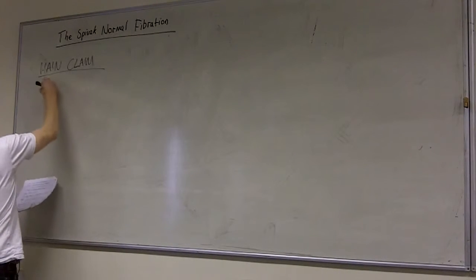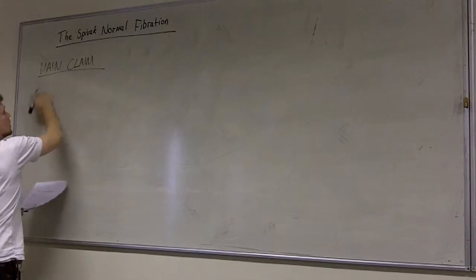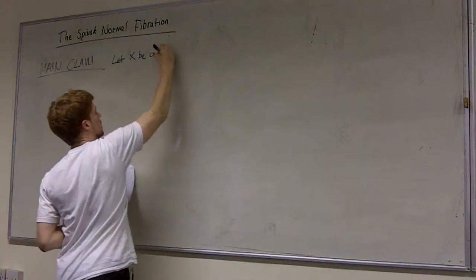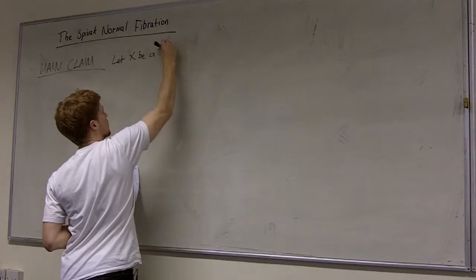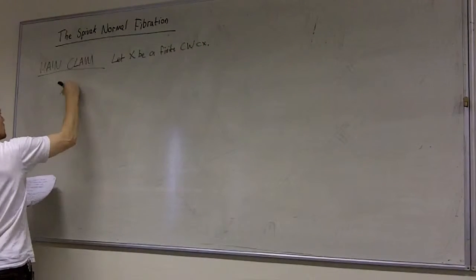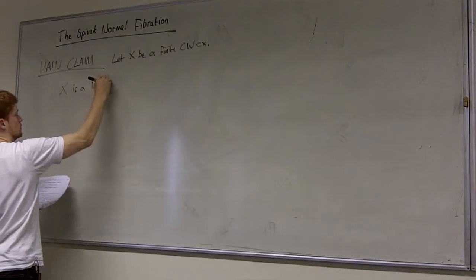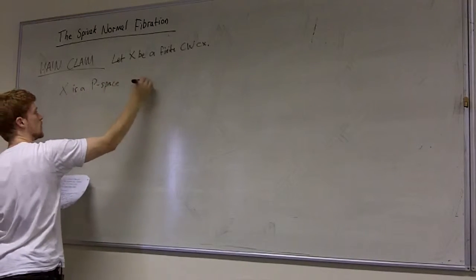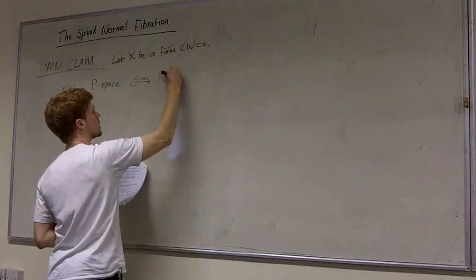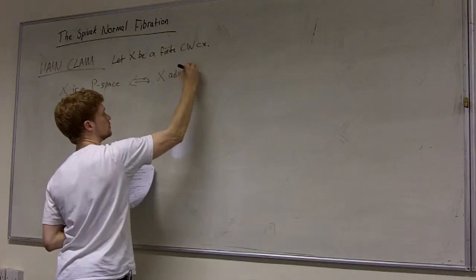So, let's say let X be a finite CW complex. Then X is a Poincare duality space if and only if X admits a Spivak normal fibration.